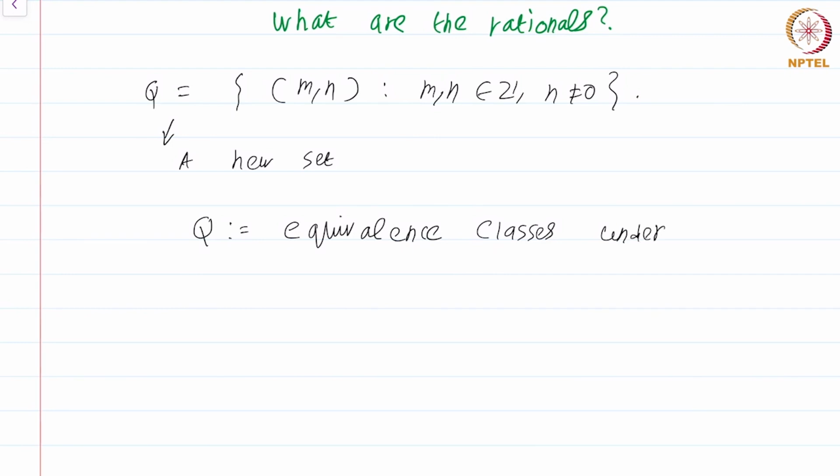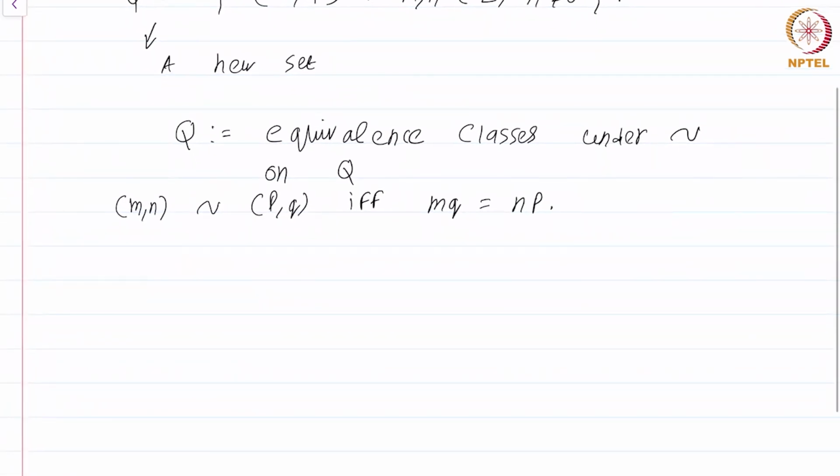under tilde on Q. And what is tilde? Tilde is: (m, n) is related to (p, q) if and only if mq is equal to np. Okay. So I have put an equivalence relation on Q, tilde. We saw this equivalence relation in the last module. Now I consider the collection of all equivalence classes and I declare a rational number to be an equivalence class.